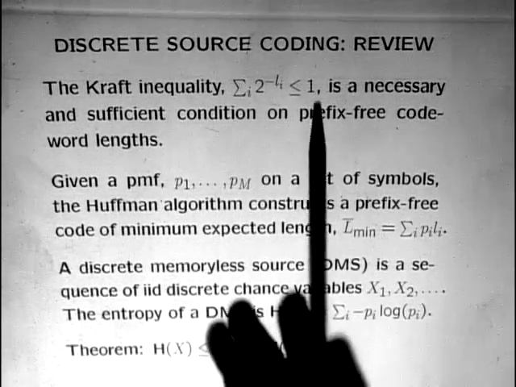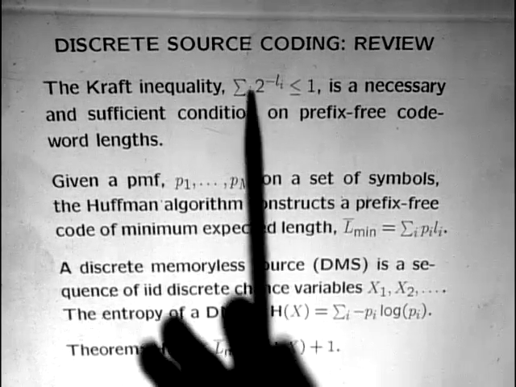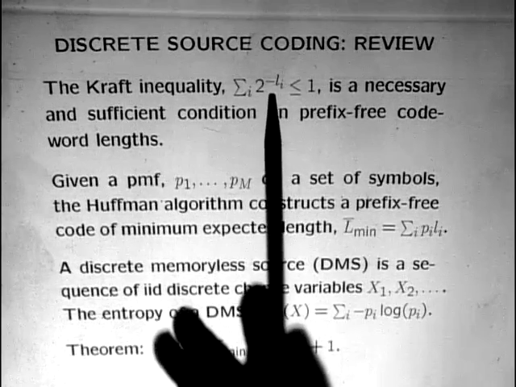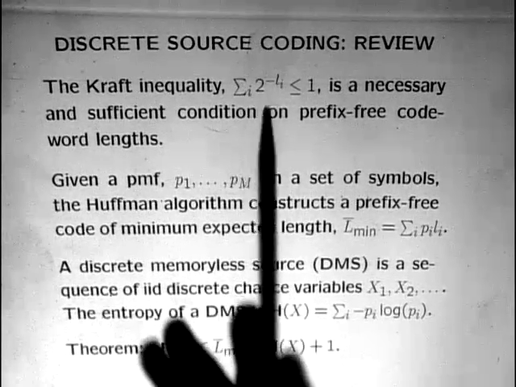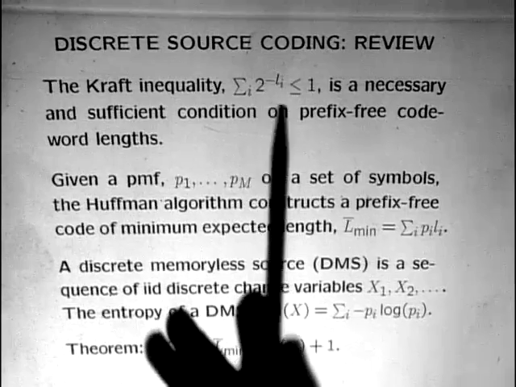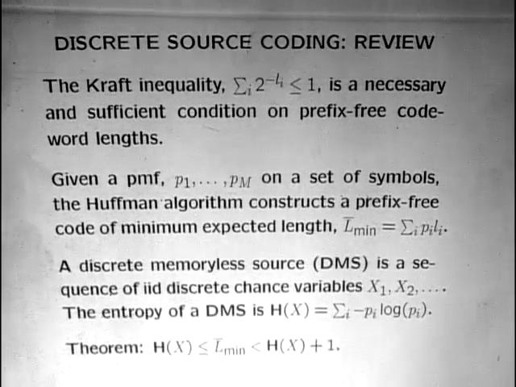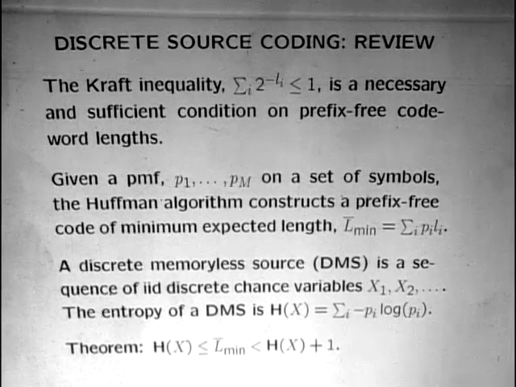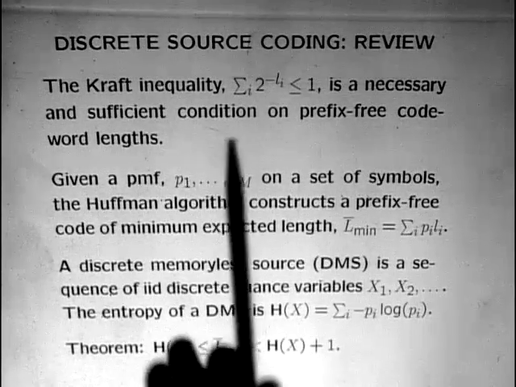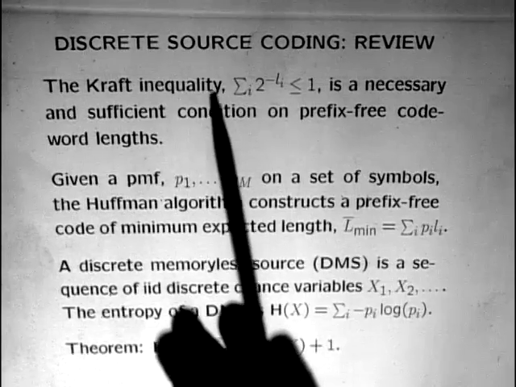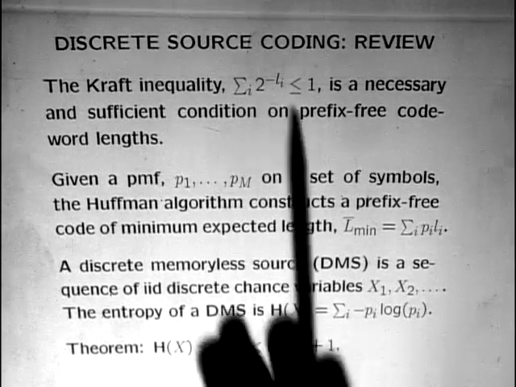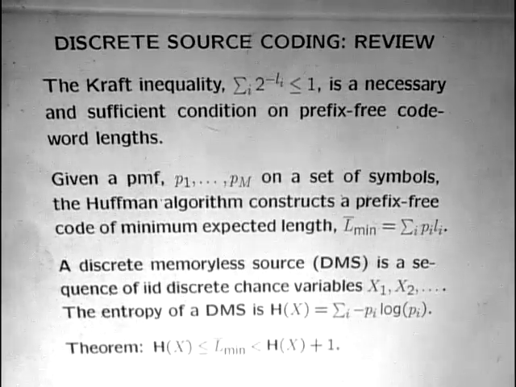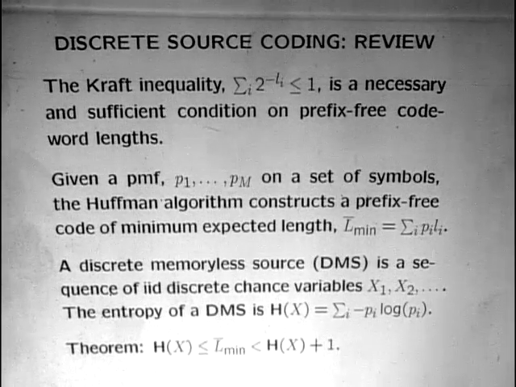Since the sum has to be less than or equal to 1, if, for example, you make L sub 1 equal to 1, then that uses up a half of this sum right there, and all the other code words have to be much longer. So what this is saying, essentially, and we proved it, and we did a bunch of things with it, and in your homework, you've worked with it. We have shown that that inequality has to hold.